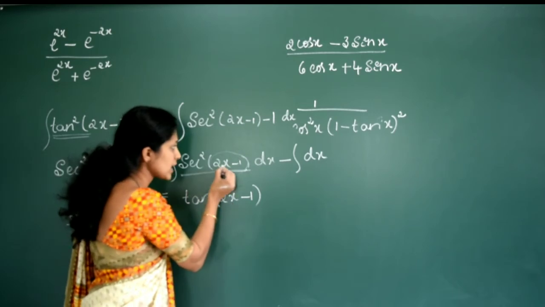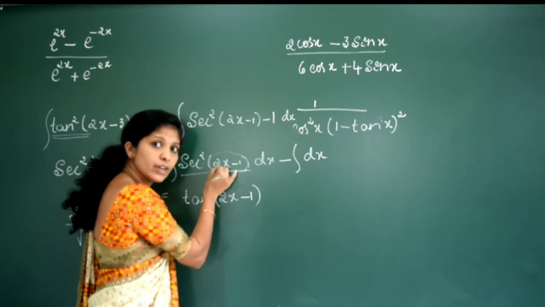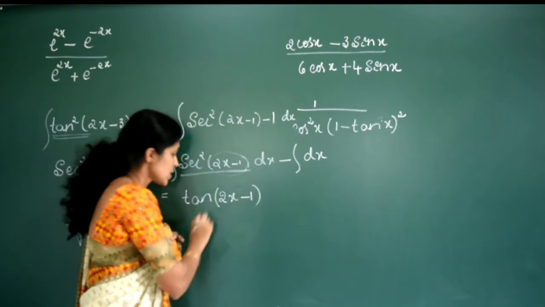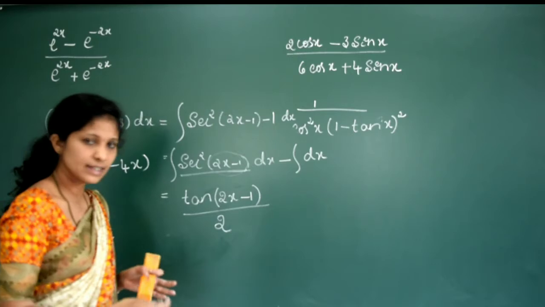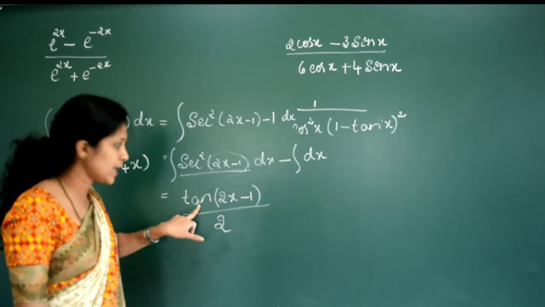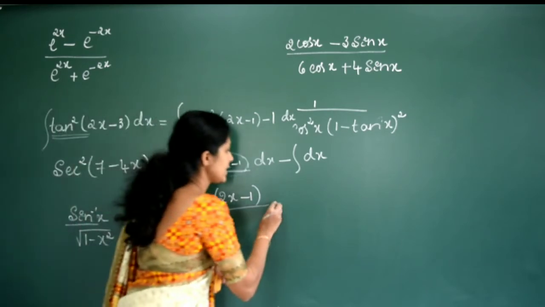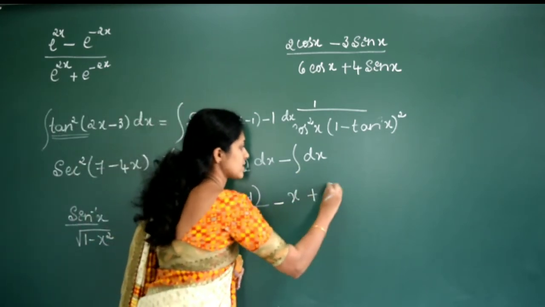Again here 2 is multiplied with x. This is a variable and this is a constant. Whenever this is multiplied, in the differentiation we need to multiply them. So here we need to divide by 2. Is it clear? If you go with the substitution method also, it will get the same. Tan of 2x minus 1 divided by 2 minus integration of dx will be x plus constant c.